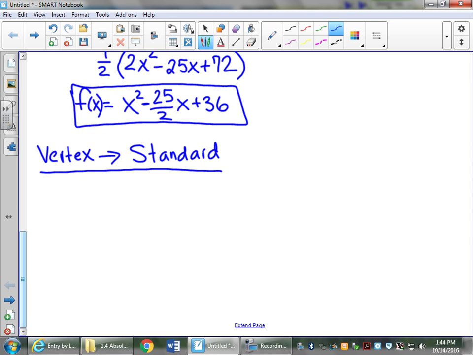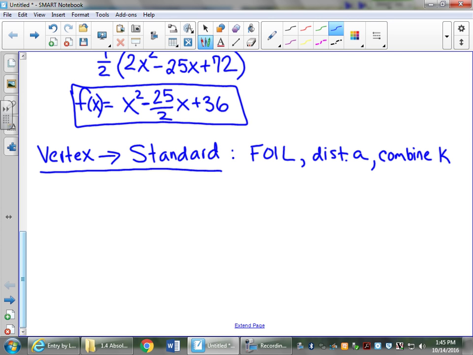Okay. So to do this, we're going to start off by FOILing the two binomials. We're going to distribute the a. That's pretty much the same steps as intercept to standard. And then we have this last step of combining like terms with k, because we have this extra k term that we'll have to worry about at the end.